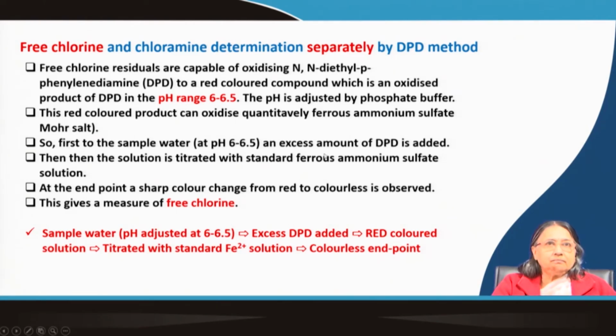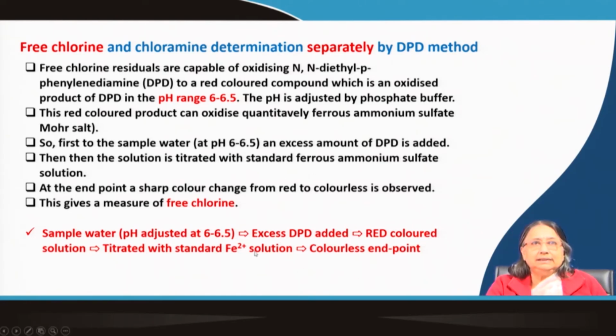Then the solution is titrated with standard ferrous ammonium sulphate solution. At the end point, sharp color change from red to colorless is observed. Okay. This gives a measure of free chlorine. This is free chlorine, because only free chlorine at this condition can oxidize DPD to some red colored compound.